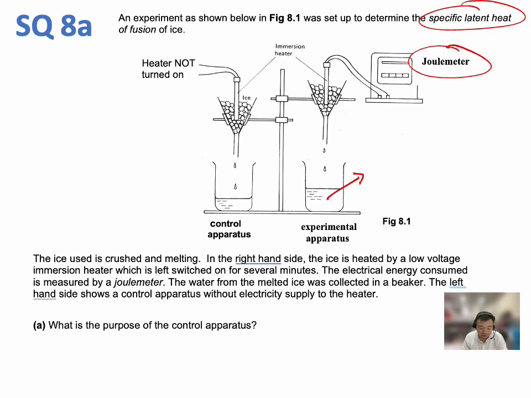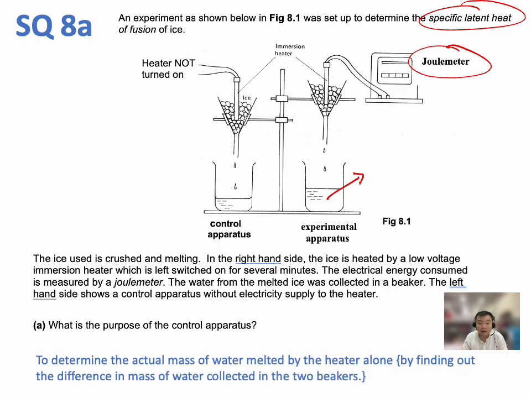Now, a control experiment is important in such an experiment, because even without the heater, the ice will melt, right? Because the surrounding is warmer. So we do not actually know how much energy is absorbed by the ice from the surroundings. So we would want a control setup to tell us how much water has melted purely because of the environmental heat that was absorbed by the ice and not from the heater.